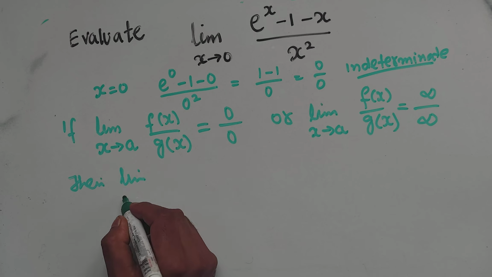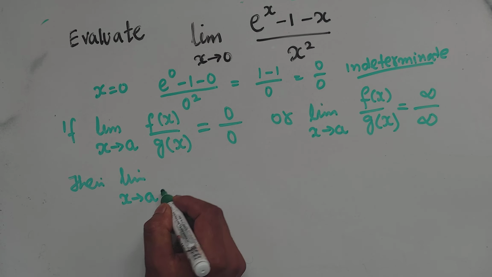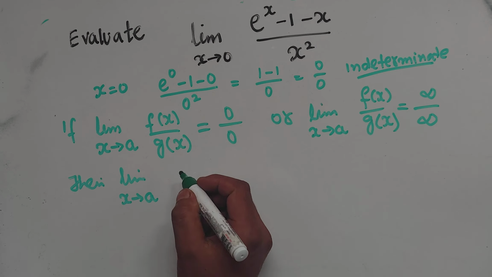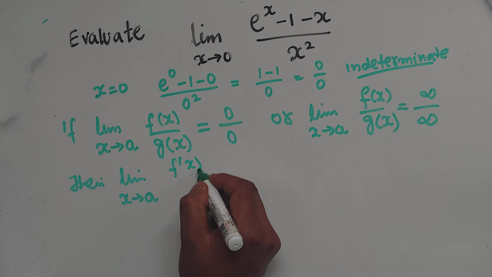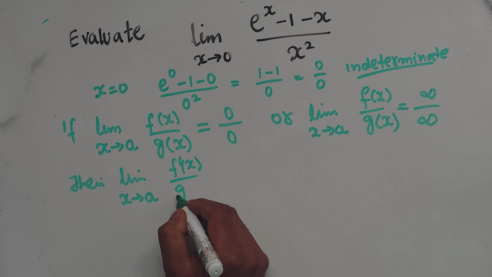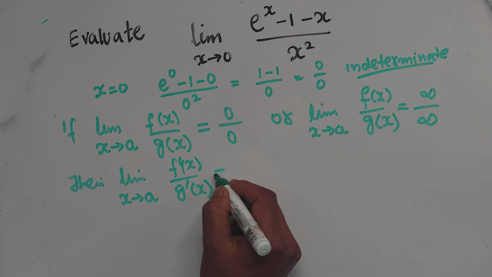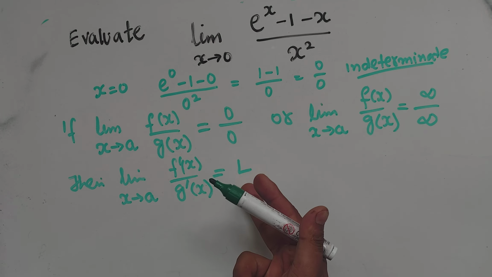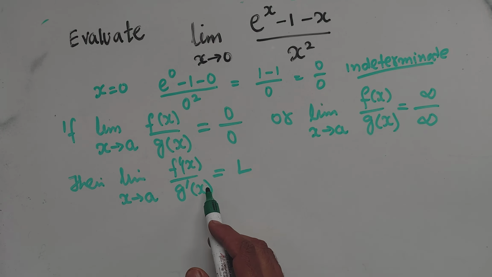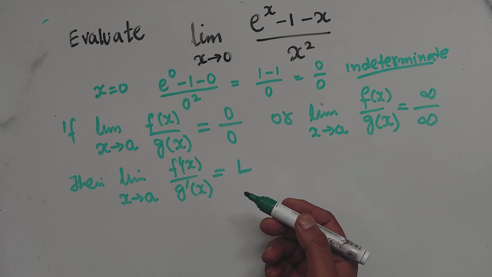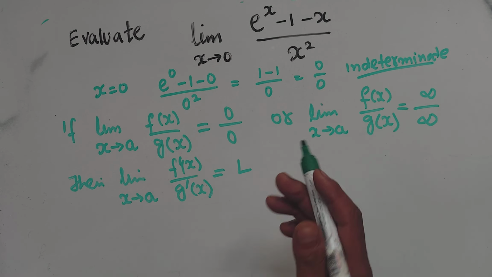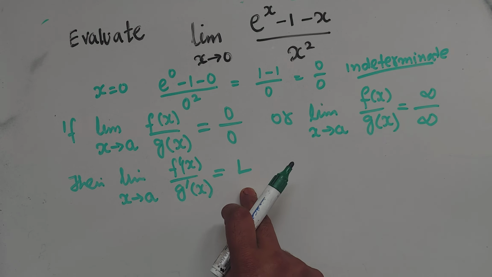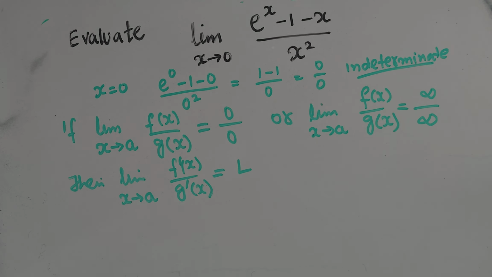for the limit as x approaches a, what will we do? We differentiate numerator and denominator, that is, we take f prime x upon g prime x, and it will be equal to L. That means the limit exists. If here the limit does not exist, we again differentiate it. That means we take the second derivative, so we differentiate till we get the value of the limit. Okay, this is the basic essence of L'Hopital's rule.